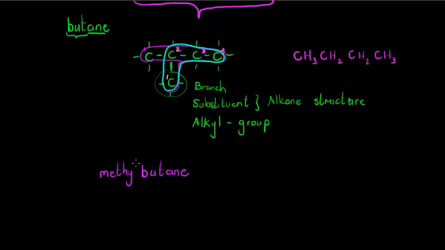Methyl, spelled like this. Can you see the alkyl, the "yl" coming in to that? Methyl butane means I have a branch, an alkyl branch, and that branch has only 1 carbon. That's what meth stands for. Meth stands for 1. Let's quickly go through them again.